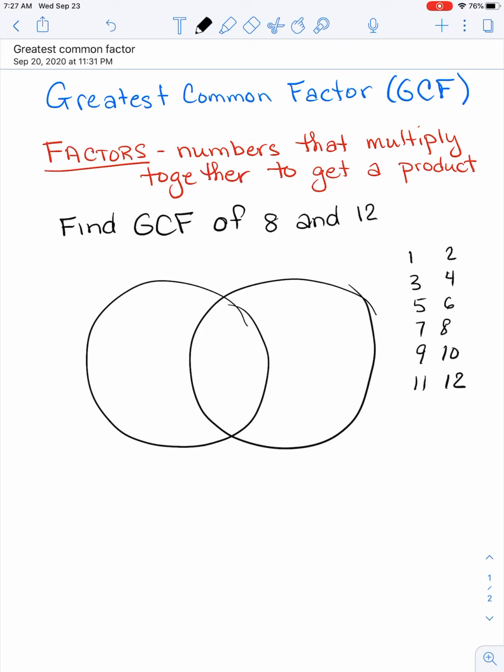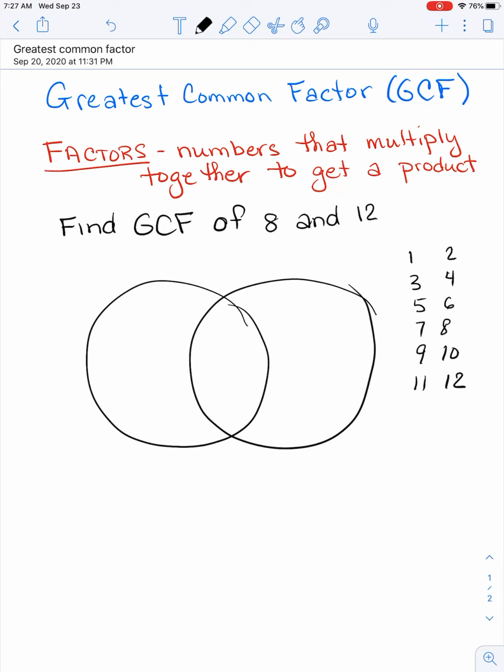It's going to help us simplify fractions. It's going to help us in ratio tables, and it's going to help us solve some word problems. So in order to understand what a greatest common factor is, we have to look at the three words: greatest, common, factor. So factor, we know what factor is, right?